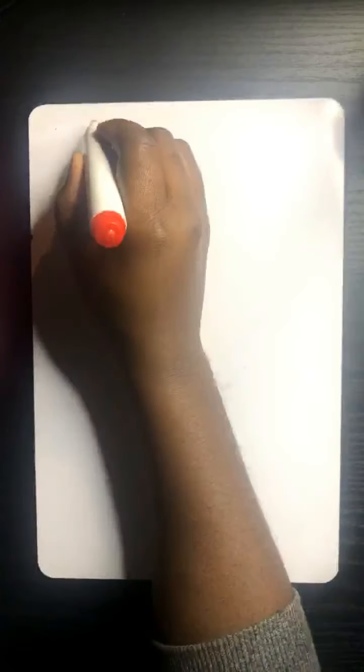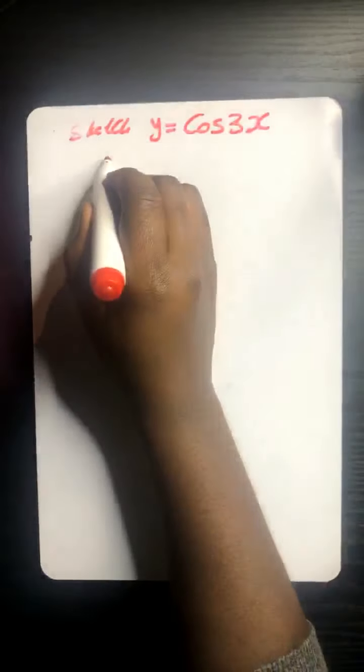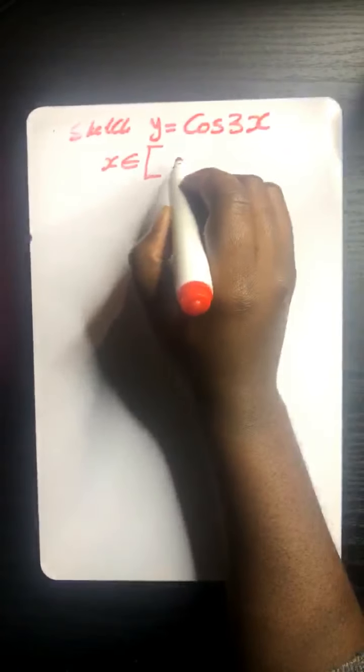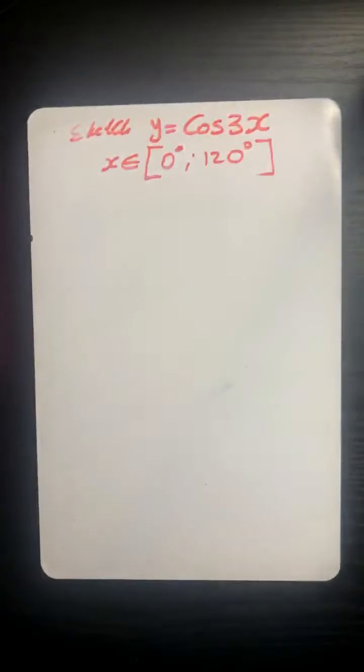Okay, so maybe for the last time, let's try and sketch the function y equals cos of 3x, and the interval, where x is an element of 0 degrees to 120 degrees. Is there someone who wants to explain to us what will be the critical values of that function?